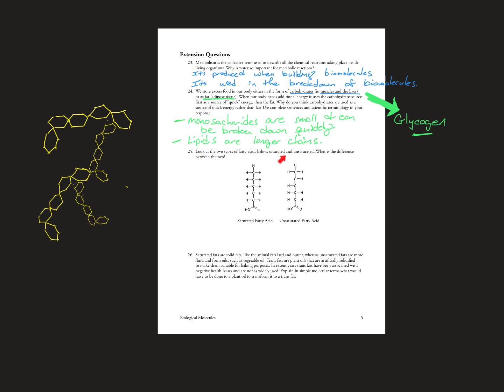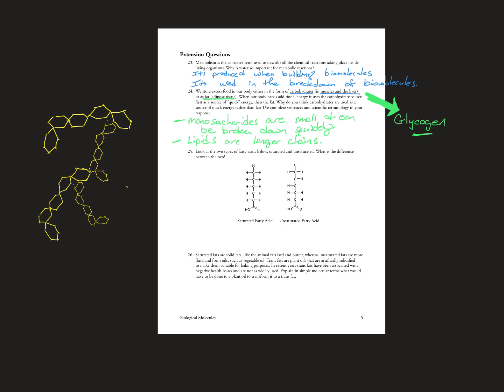Look at the two types of fatty acids below, saturated and unsaturated. What is the difference between the two? Remember in our discussion of saturated and unsaturated, if you look at the carbons and they're all single bonds, all of them are full, either bonded to another carbon or hydrogen, we call that saturated. As soon as you have a missing hydrogen, the carbon is unsaturated. It's an unsaturated fat. That means not all the carbons are bonded to either hydrogen or another carbon. There's a double bond to another carbon, so it's unsaturated.